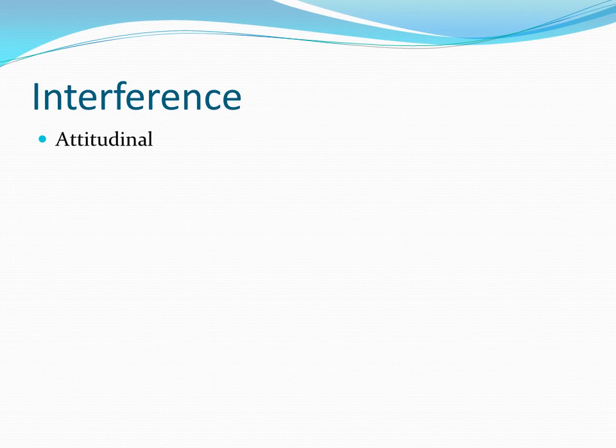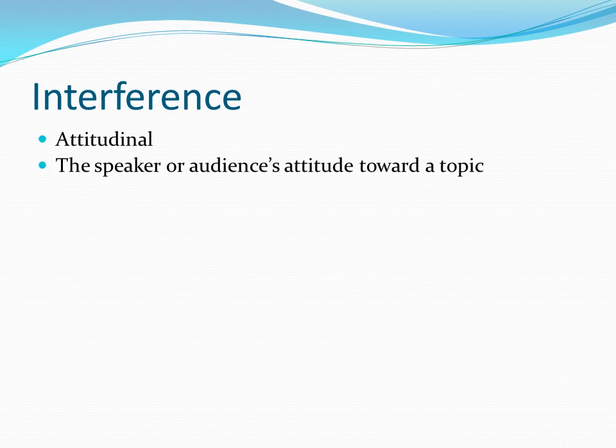The first kind of interference I want to talk about is attitudinal interference. These words seem kind of complicated, but attitude just means it has to do with your attitude. Attitudinal interference means the speaker or the audience's attitude towards a topic interferes with the communication process. So if you are giving us a speech about something that you find personally fascinating and the audience isn't interested in it at all, there might be some attitudinal interference. Now remember, as an audience member, you're going to be actively involved in the communication process.